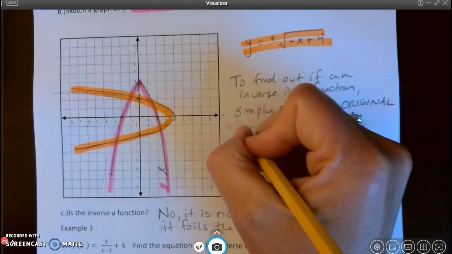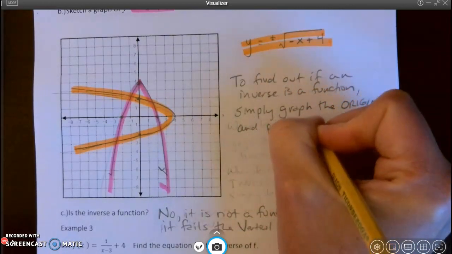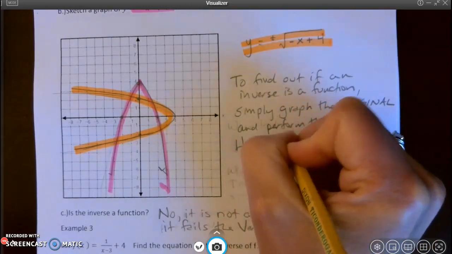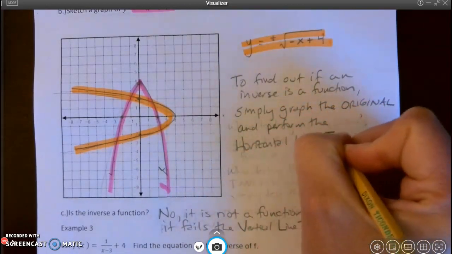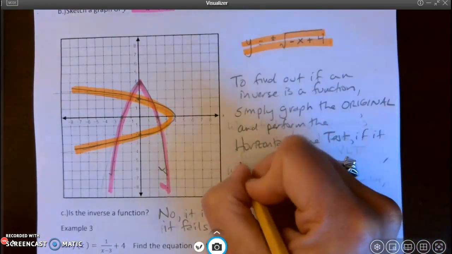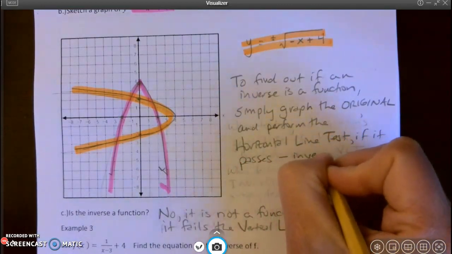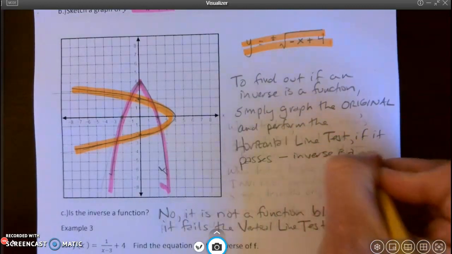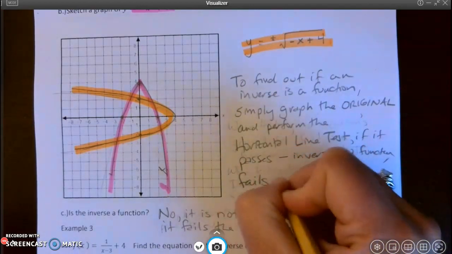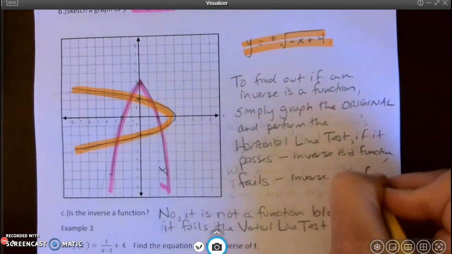Simply graph the original and perform the horizontal line test. You might not have even known there was one. If it passes, the inverse is a function. If it fails, the inverse is not a function.